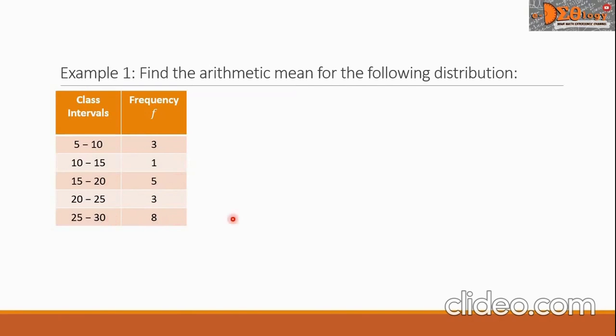The next step that we will do is to compute for the n, the total number of cases, where we will take the sum of all the frequencies, and this is equal to 20.